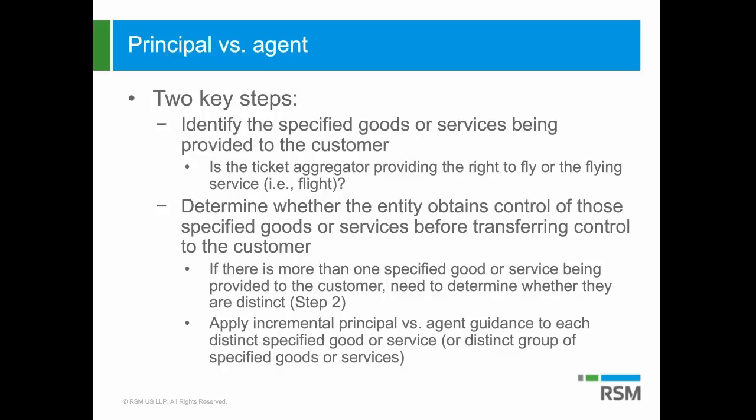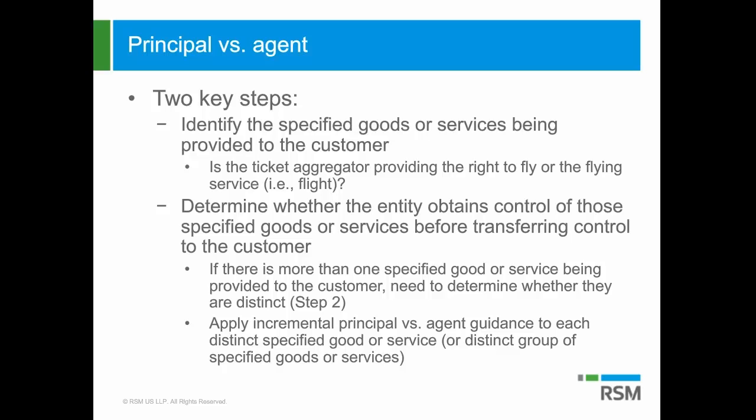The example we have here is a ticket aggregator. A company goes out buying a whole bunch of plane tickets and then ultimately sells them to customers. In that situation, this ticket aggregator is not flying the plane. They're not in control of flying the plane, but they're providing a right for a customer to get on that plane and get that transportation. So in that case, the specified good or service that's going to be evaluated to determine whether you're a principal or an agent is the right to fly on that plane, not the flight itself.